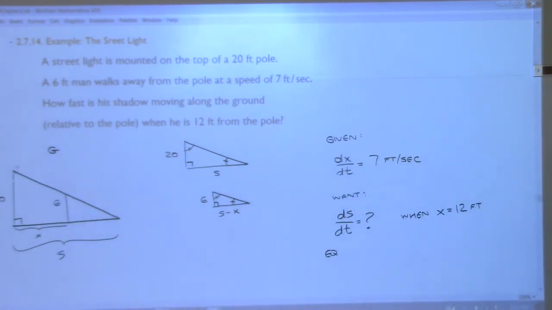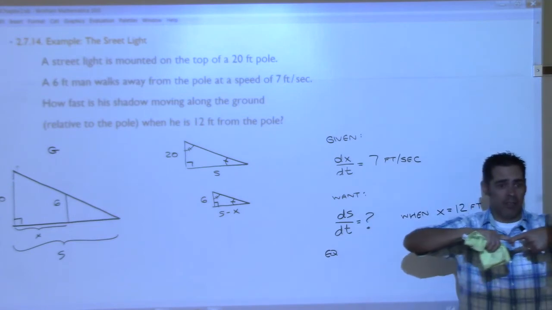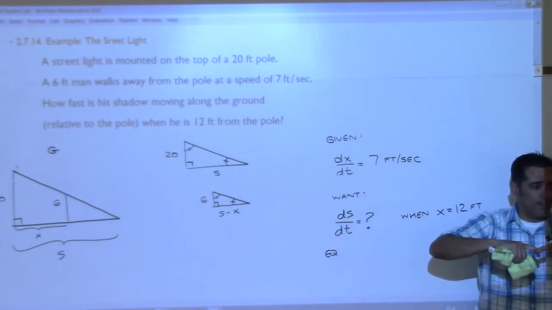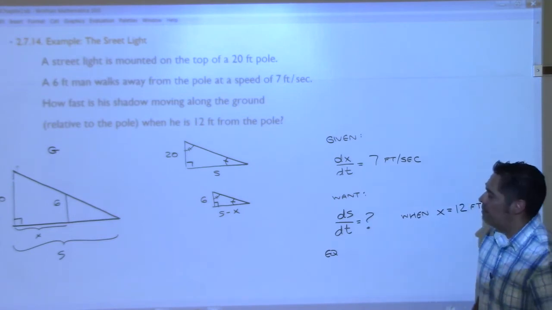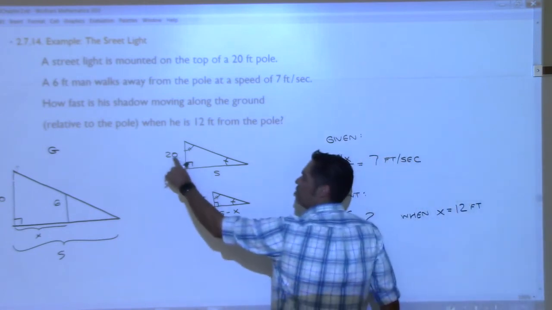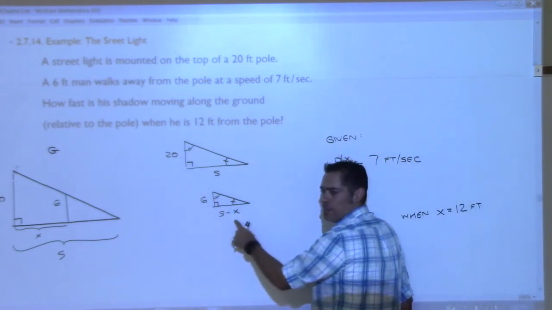So the way you set it up, we get an equality, okay? That's where we get the equation from. So let's try and set it up. How about I do the first one I started with? 20 over s is equal to 6 over s minus x.